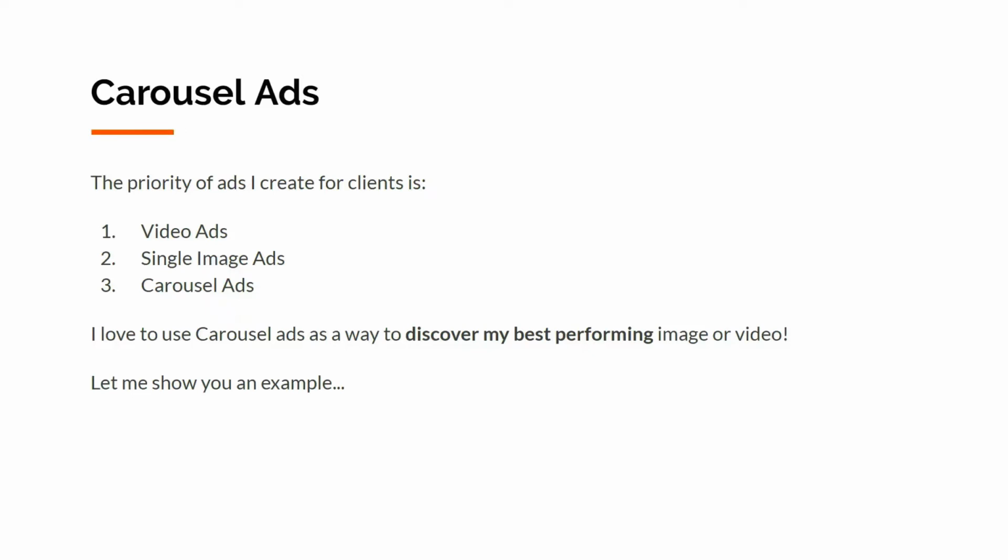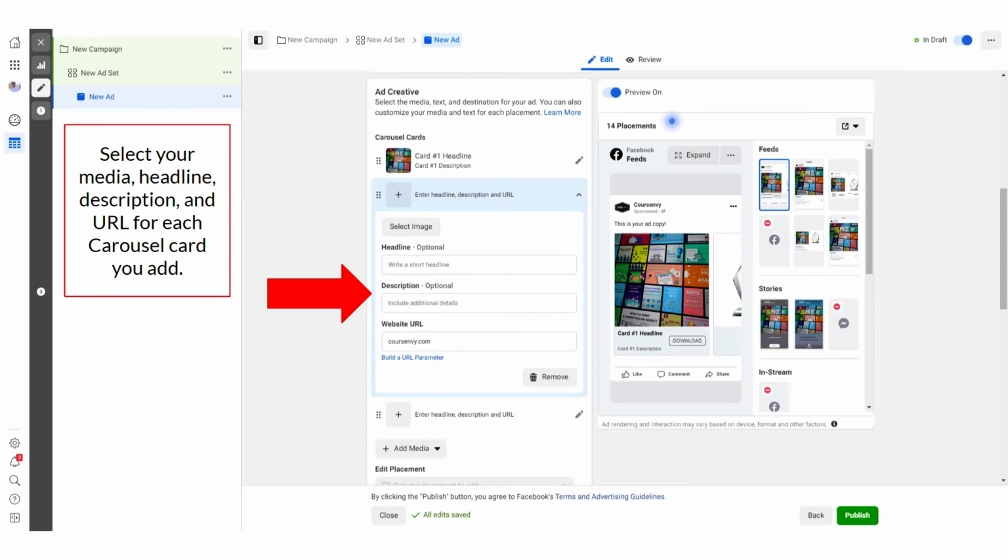Second, single image ads. These are great for split testing those 3 to 5 and even more images to see which one performs the best, which one gets the best clicks, the lowest cost per action. And third favorite is this carousel ad. I love to use carousel ads as a way to discover my best performing image or video. Let me show you an example.